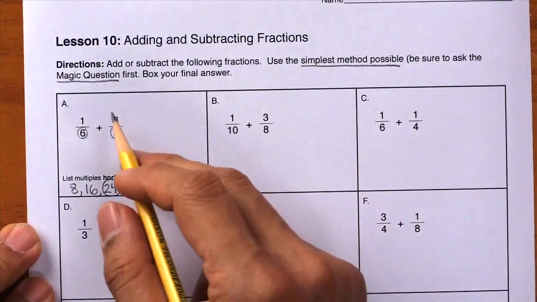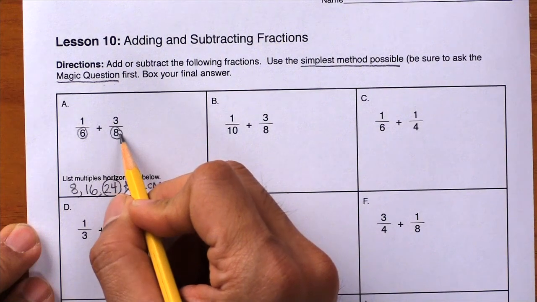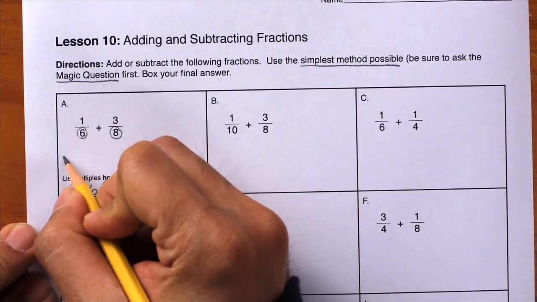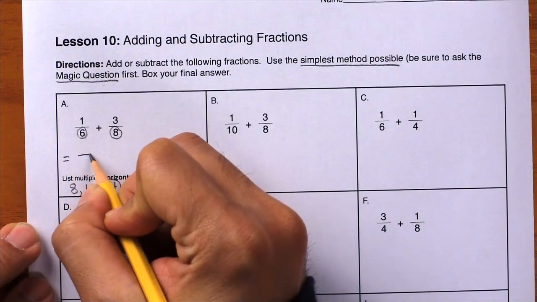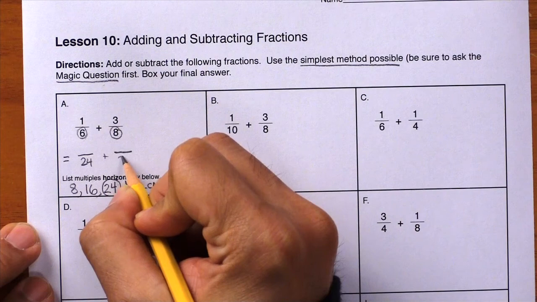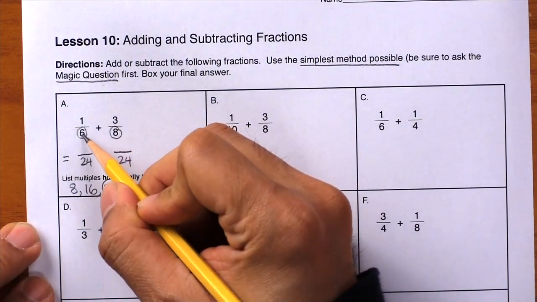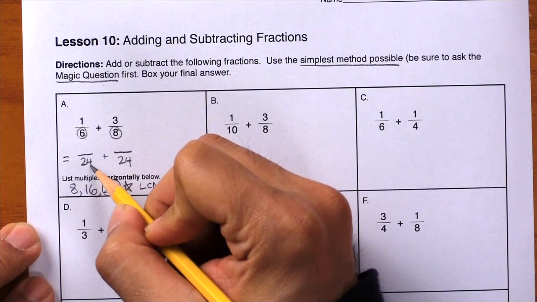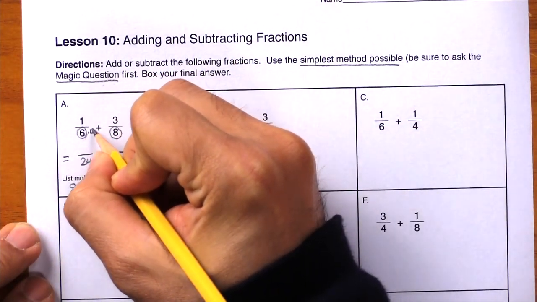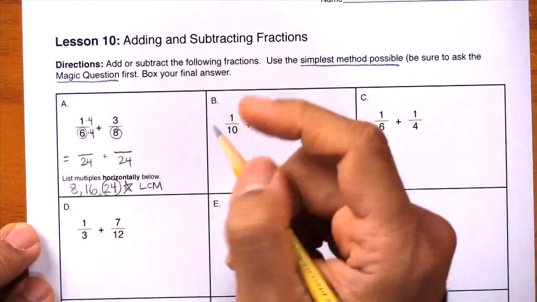Now let's rewrite this problem. Instead of using sixths and eighths, we're going to use 24ths. So on the next line, write equals blank over 24 plus blank over 24. How did we get from the 6 to the 24 using multiplication? We multiplied by 4. So times 4 in the denominator, times 4 in the numerator.